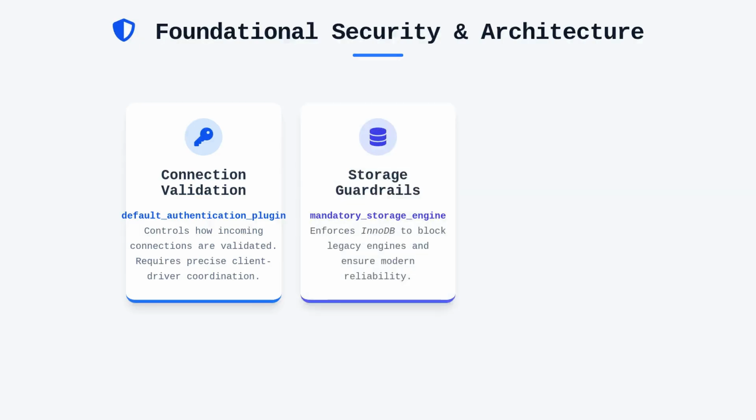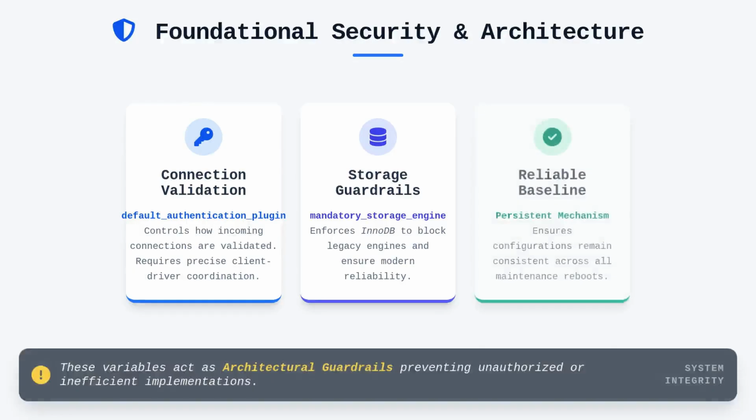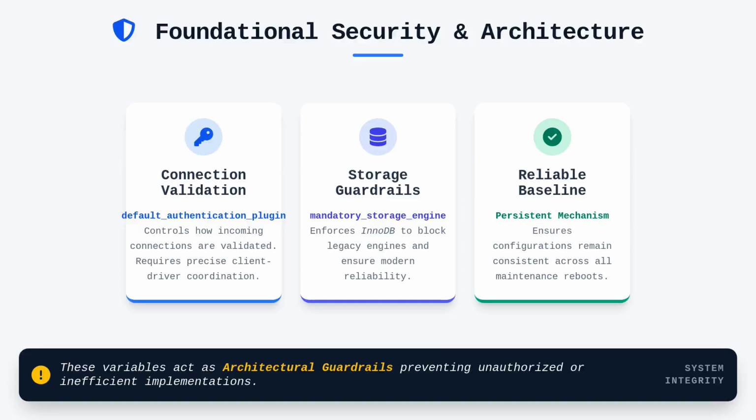Similarly, variables like mandatory storage engine allow administrators to enforce the use of InnoDB for all new tables, effectively blocking the creation of legacy storage engines that might not support modern security or reliability features. These variables act as architectural guardrails that prevent unauthorized or inefficient implementations within your database environment. When you set these via the persistent mechanism, you are creating a reliable configuration baseline that remains consistent regardless of how many times the server undergoes a maintenance reboot.